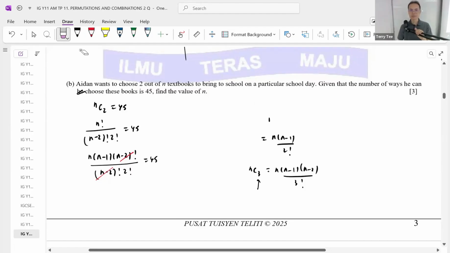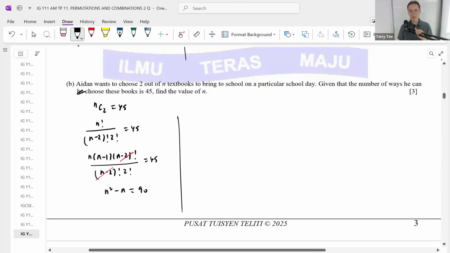Okay? Now, next, we will simplify this further to n squared minus n. 2 factorial is 2. 2 times 45 is 90. So normally we can rearrange and factorize. Okay? Double bracket. What are the factors of 90? 9 and 10, right? Again, you should be able to factorize without using a calculator. Right? 9 and 10. This is minus, this is plus. n is positive. n cannot be negative. Your number of books is always positive.